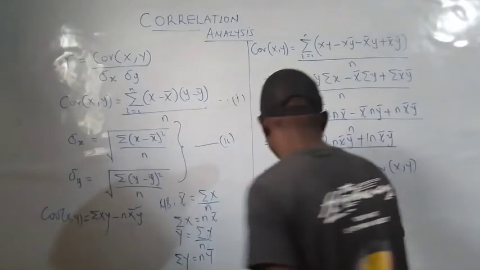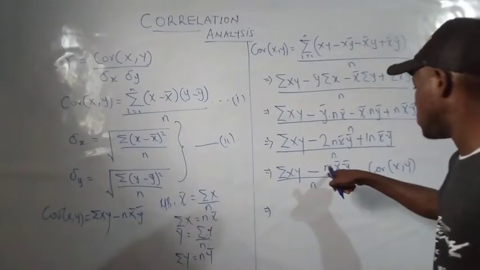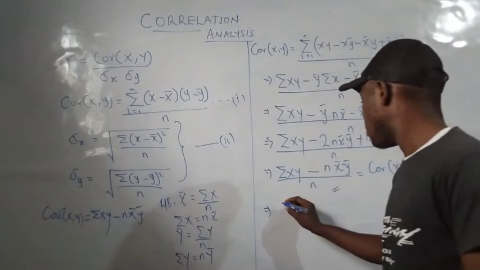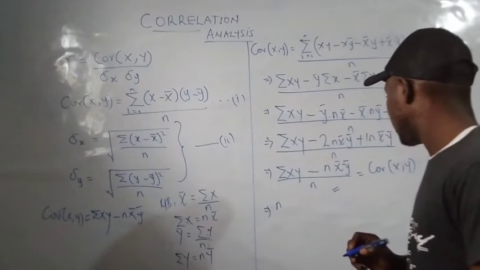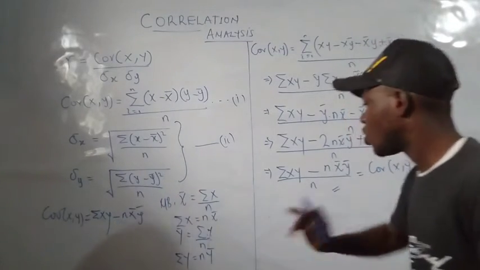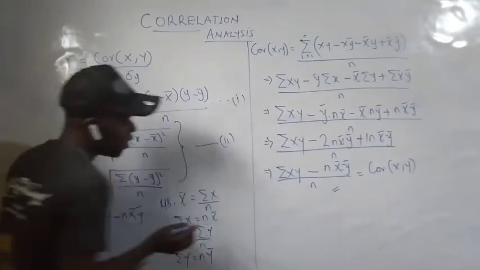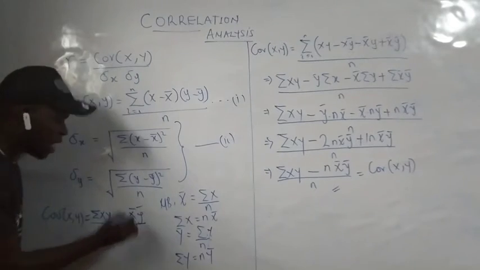Meanwhile, before I go on, I believe you know that I could easily factorize n from this place. Okay, let me not factorize n for now, so I won't complicate matters for my viewers. So just say all over n, and we stop here.